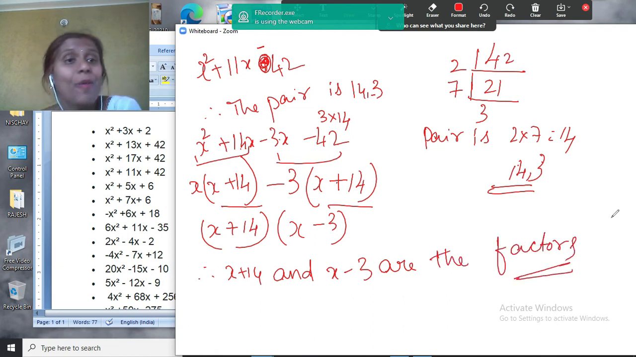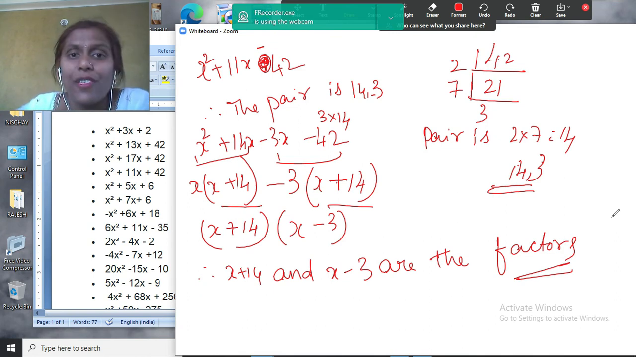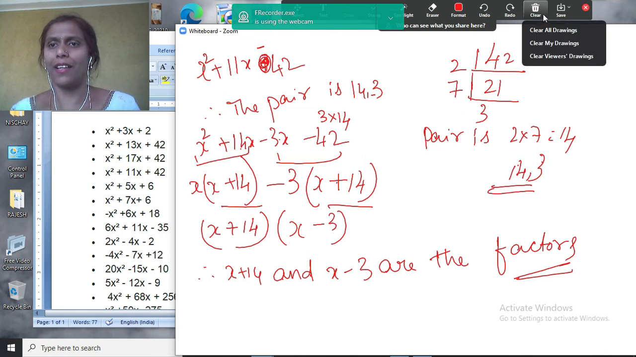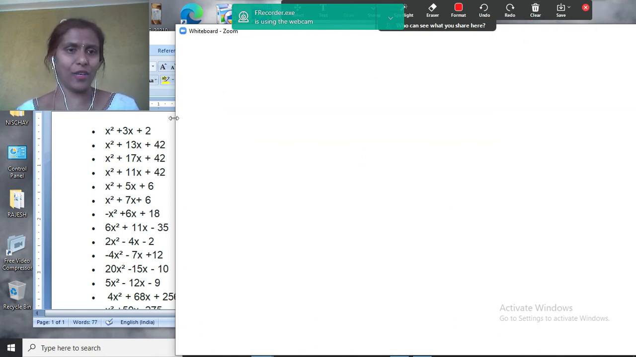So now what trickiness we got is, first of all, finding the pair and then utilizing plus or minus. So we should be intelligent enough to see whether it's addition or subtraction which will give us a proper pair. Let's go for the fourth one now. Alright, I am clearing the screen here and I'll take you to a little tougher one. 6x square plus 11x minus 35.